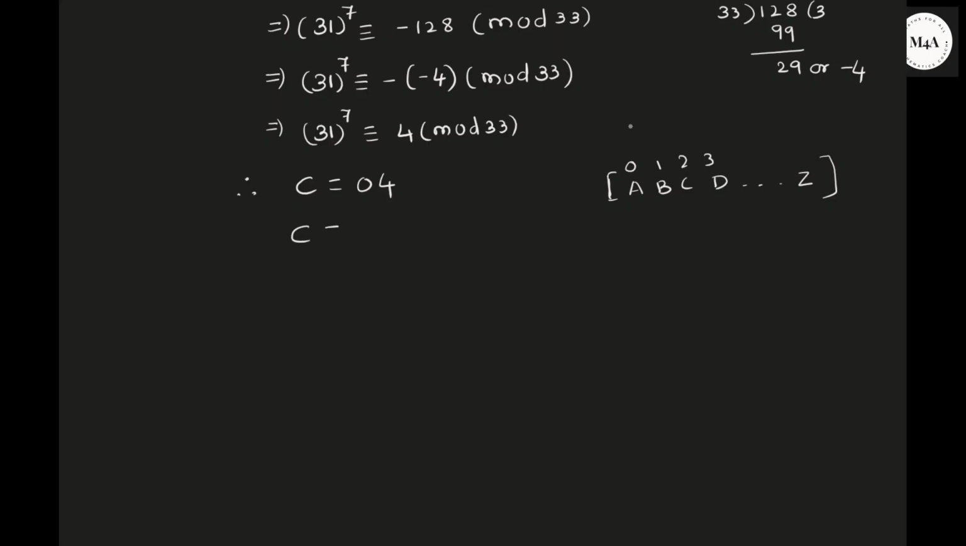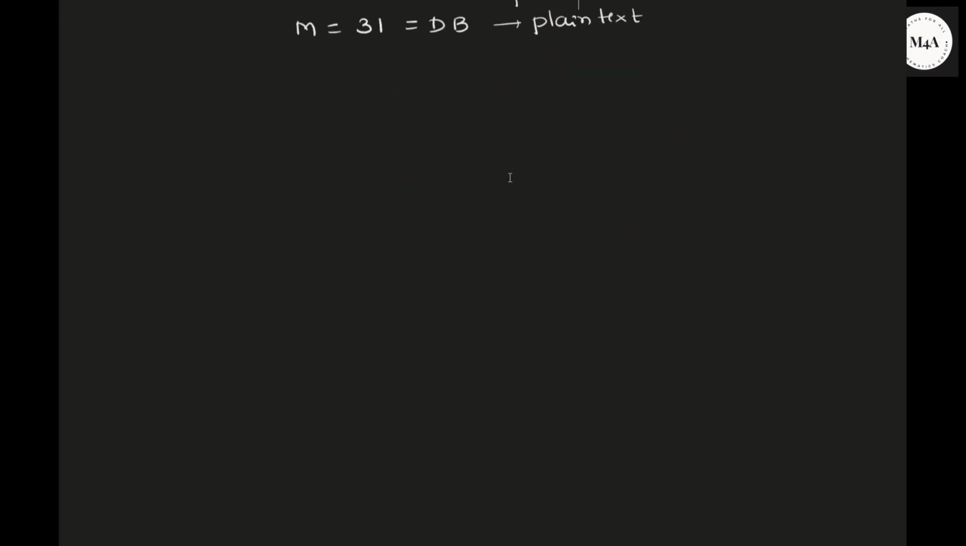C is equal to 04, what does that mean? 0 is A, 4 is E, so C is AE. And M is what? M is 31. 31 means 3 is D, 1 is B. This is the plain text and this is the ciphertext. Okay. This is encryption.